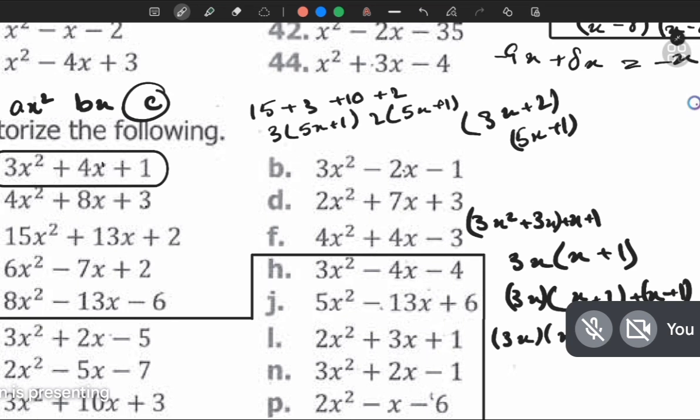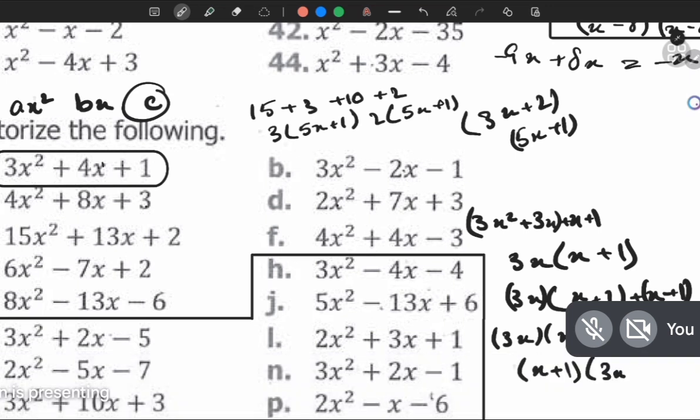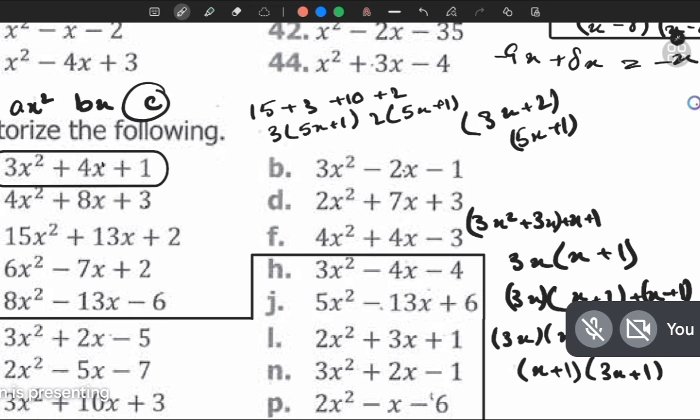Yes. Right? So what will this look like now? X plus 1 हमने common ले लिया और बाकी क्या रह गया पीछे? 3x plus 1. Right? Does that make sense? Can we do one more question?